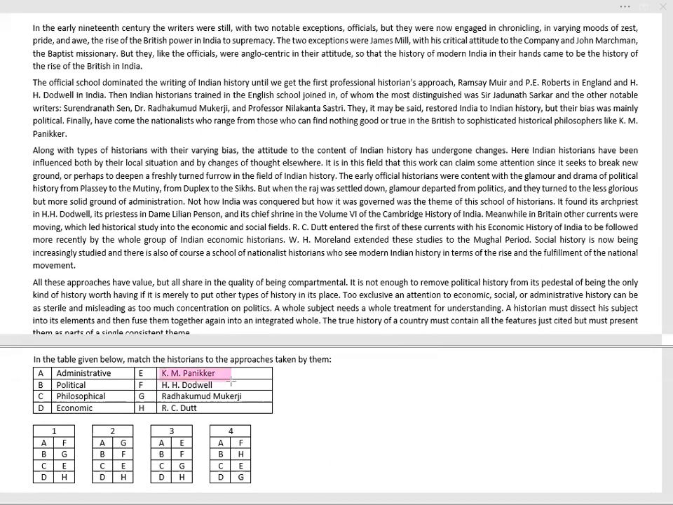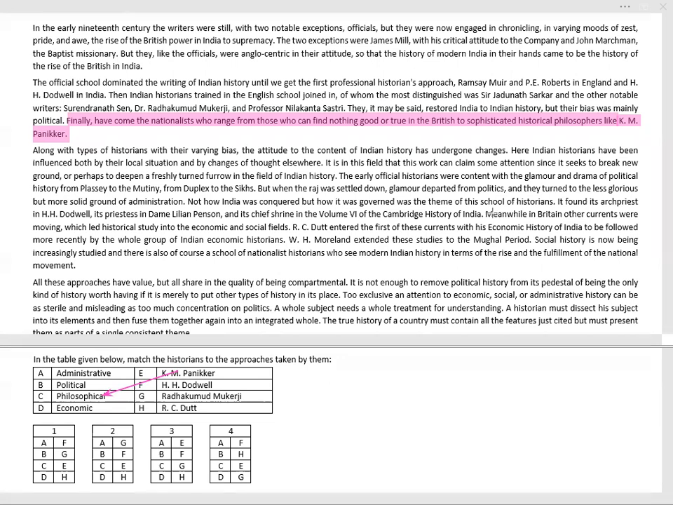First off, we have K.M. Panikkar. K.M. Panikkar is mentioned here at the end of the second paragraph. And we see that this mentions that finally we have come to the nationalists who range from those who can find nothing good or true in the British to sophisticated historical philosophers like K.M. Panikkar. So Panikkar connects to the philosophical approach of history. So we connect that here. Or C connects to E.